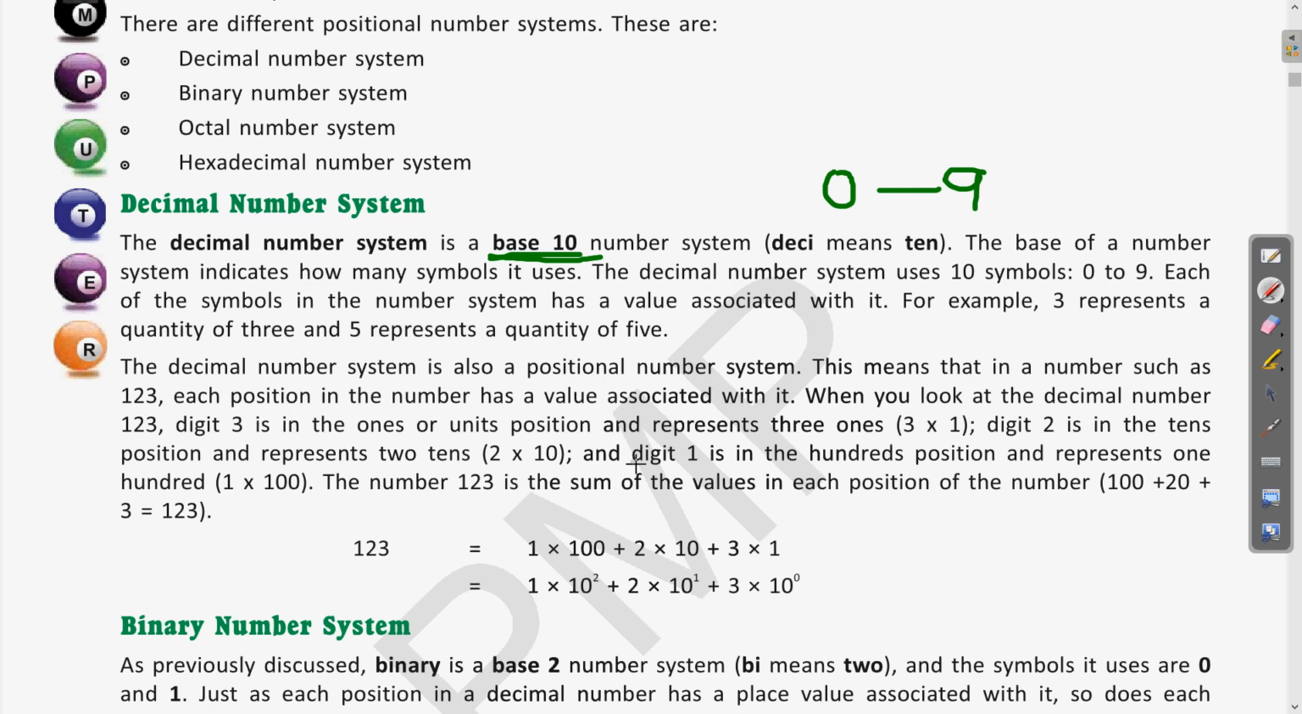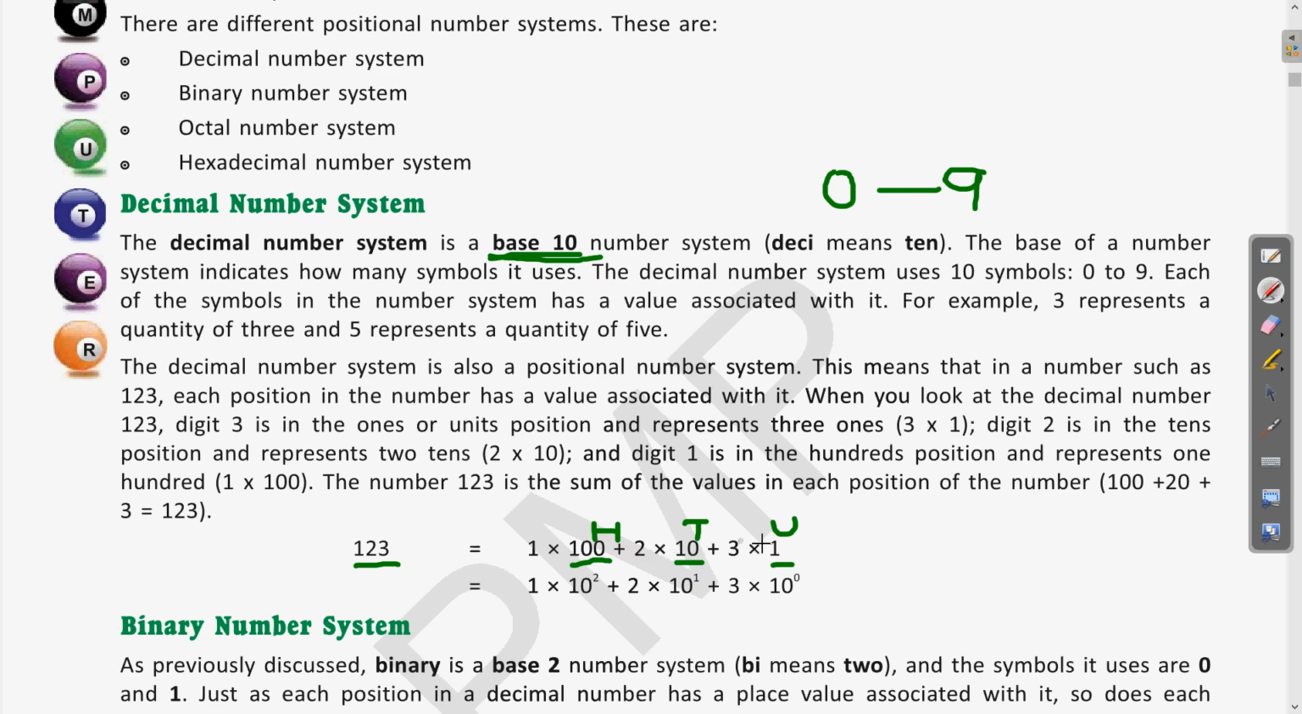Then we were doing how to represent any number of the decimal number system in terms of its base. Easily, as we write in maths also, 123 we denote by multiplying with the positional value. That is, 1 is multiplied with 100, 2 is multiplied with 10, and 3 is multiplied with 1. That is the unit, then tens, and then hundreds position. Clear? This we already know.